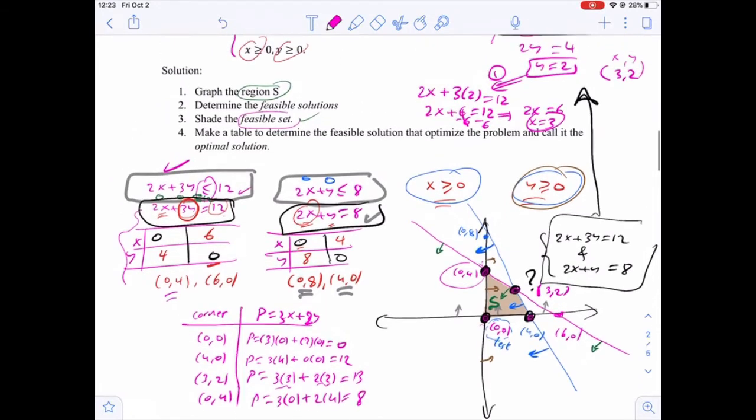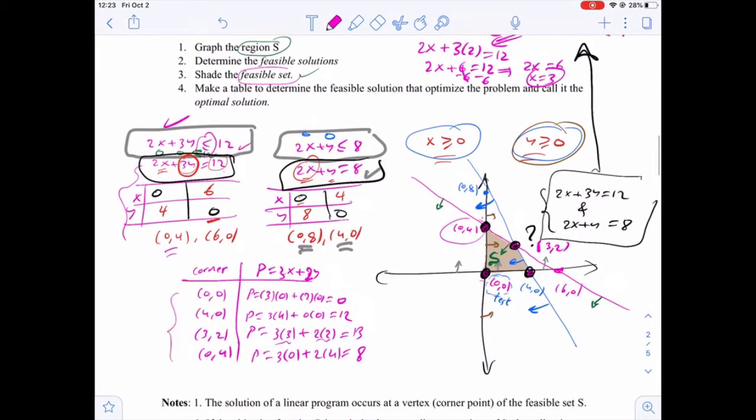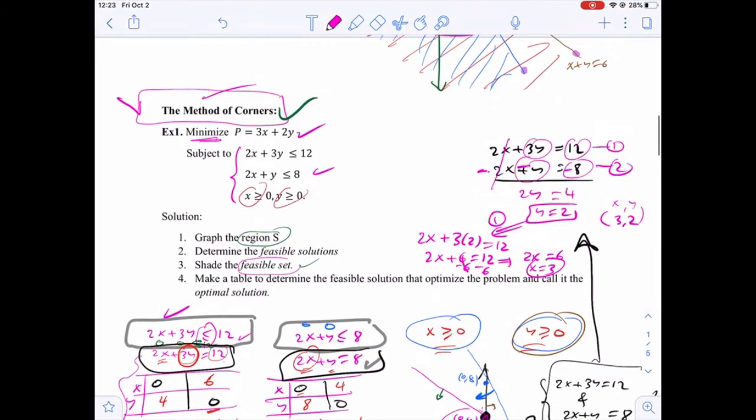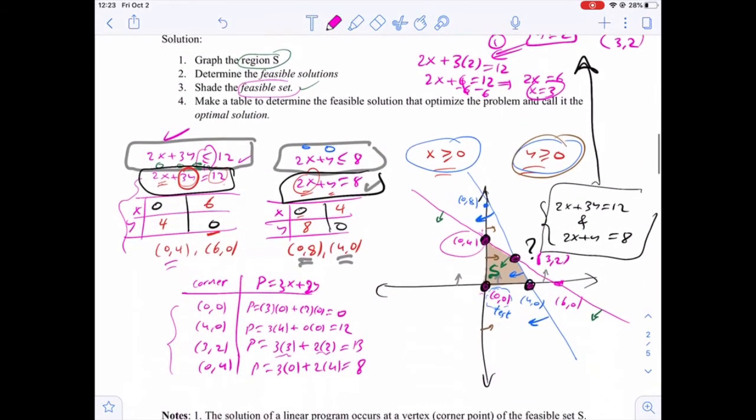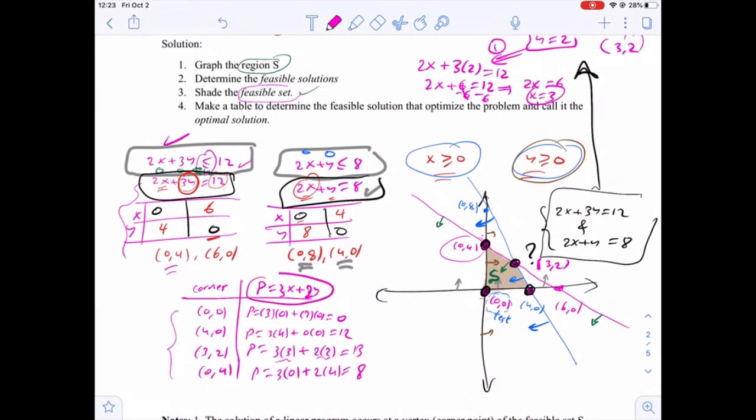Now, what is the point or corner that minimizes the function P? We want to minimize the function P, so the point that gives the smallest value is 0, 0. So 0, 0 is the optimal solution. So the optimal solution is obtained from the point 0, 0.